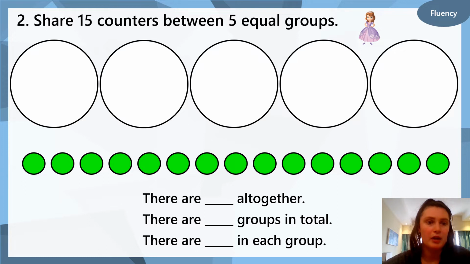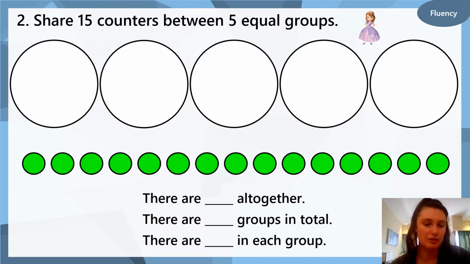Question 2. Share 15 counters between 5 equal groups. So this time I want you to draw 5 circles and I want you to share the counters, 15 counters, in between these 5 equal groups. Now when you're doing your work that you're going to put on Dojo, you don't need to show me the circles and the counters. You only need to write the questions. The counters and the circles is just for you to do to help you get the answer.